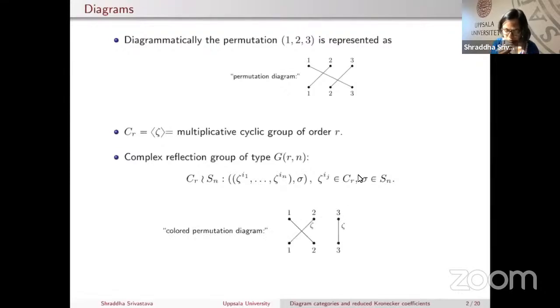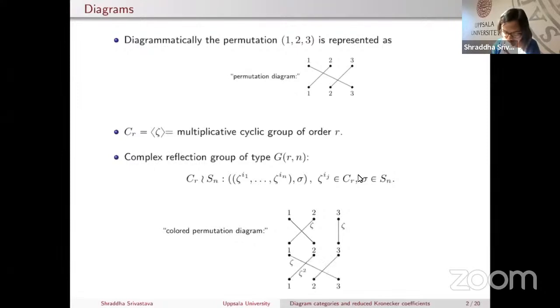What we can do is first write the underlying permutation diagram. If we forget for the moment the elements from the symmetric group, we simply put these elements here. What we can see is that an element of a complex reflection group of type G(r,n) is actually a colored permutation. We think of an element of C_r as some color.